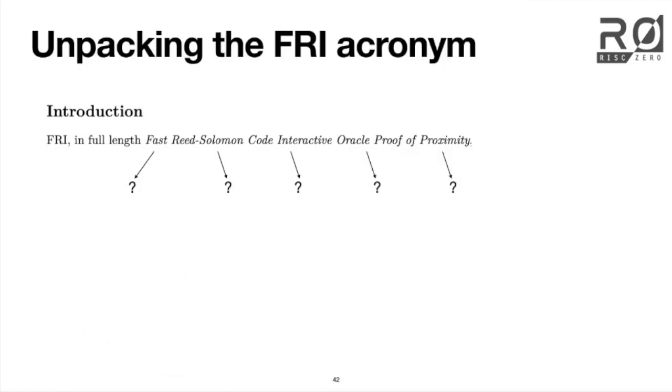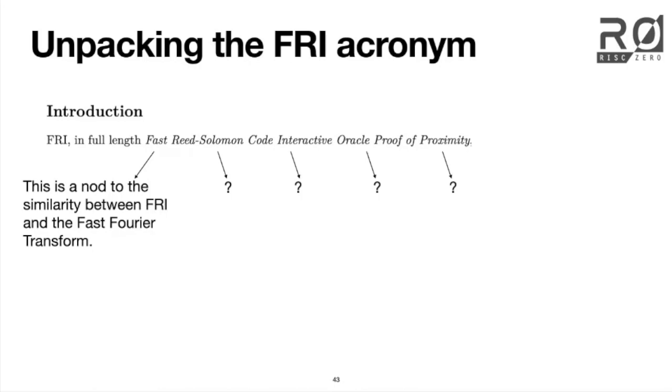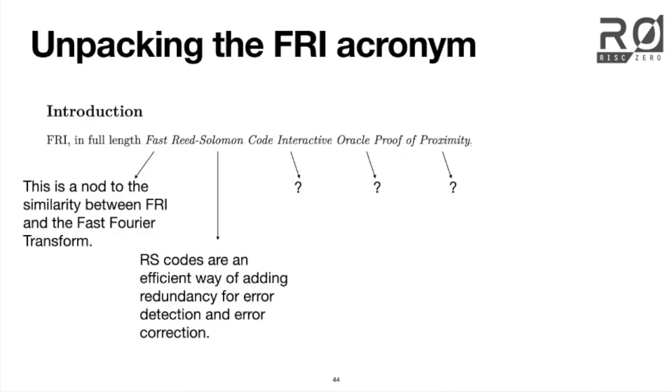So let's unpack this acronym a little bit, and we'll get to what we mean by Reed-Solomon codes. The term fast here refers to an algorithm called the fast Fourier transform. If you're aware of it, great, and if you're not, great. The term fast is just a reference to the similarity between the FRI protocol and the FFT algorithm. Reed-Solomon codes are a way of adding redundancy for the purposes of error detection and error correction.